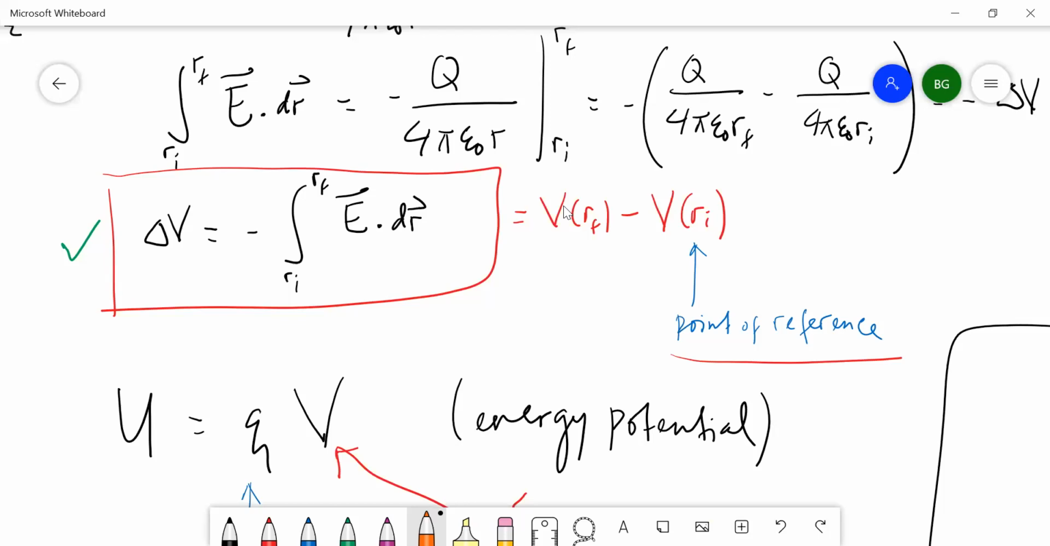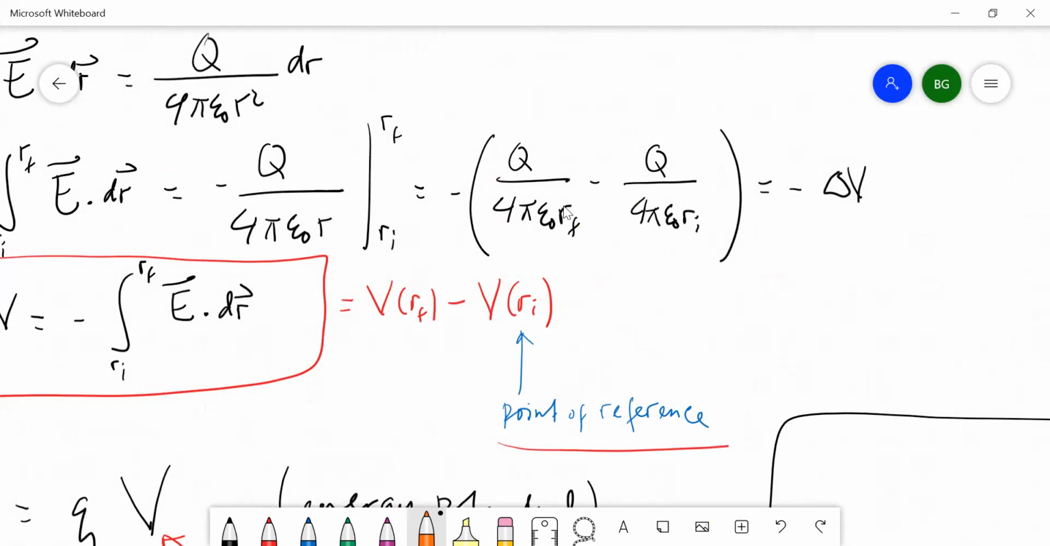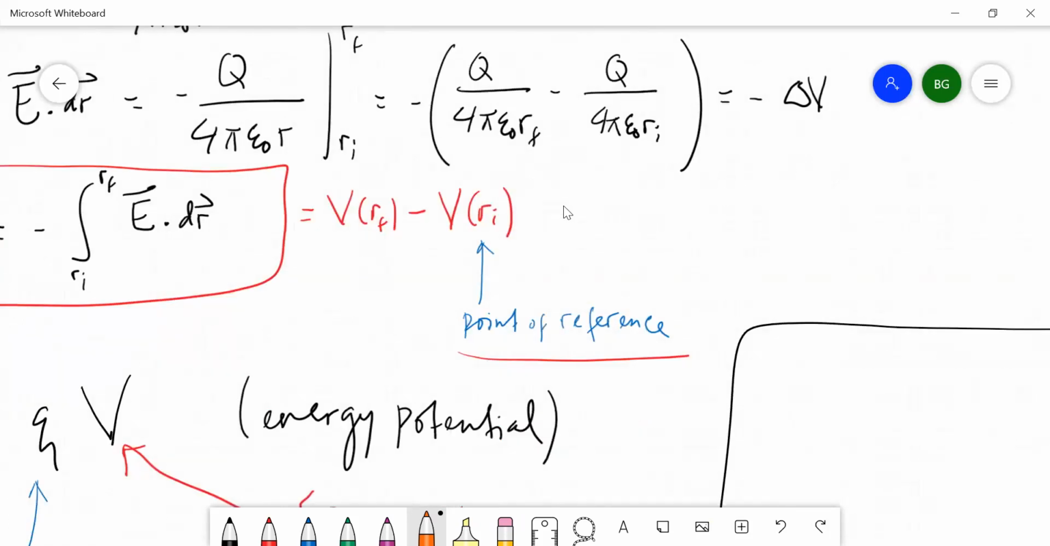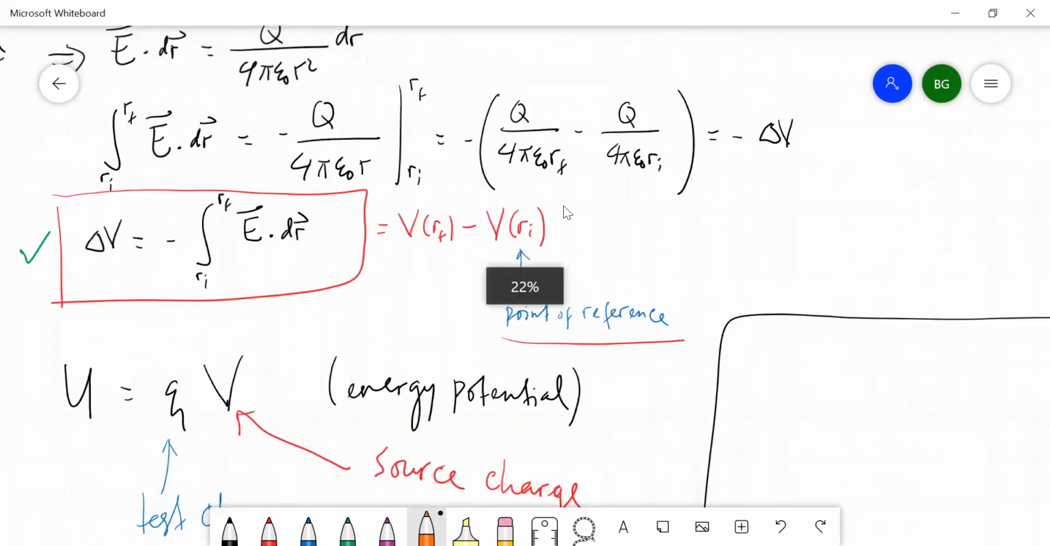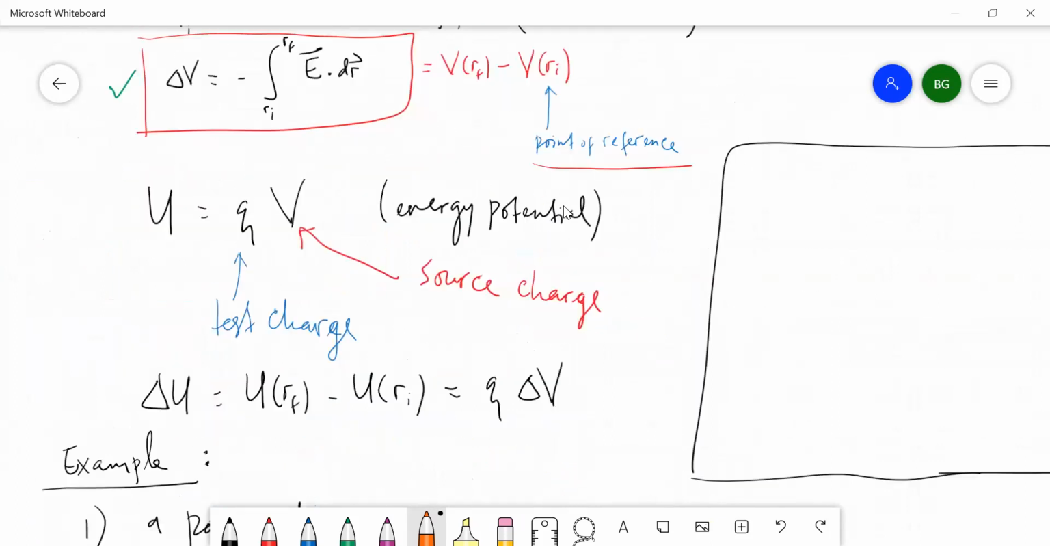The point of reference means that we could set, for example in this point charge particle case, V of Ri to go to 0, where Ri is at infinity.